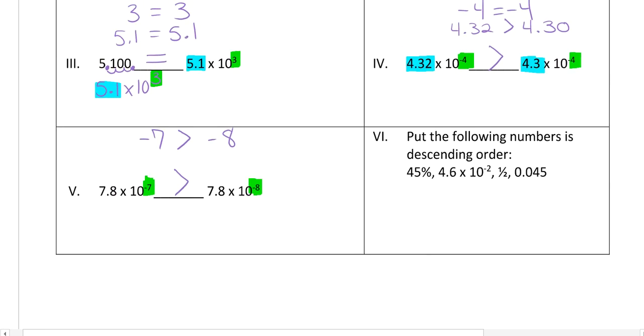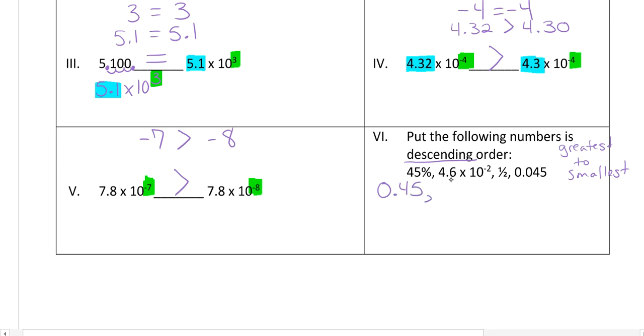And for our last example here, it says put the following numbers in descending order. Descending means that they are going from largest or greatest to smallest. Okay, now when you have different representations like we do in this example, the best way to compare them would be to get them all in the same form. So 45%, hopefully we recall from previous grades, would be 45 divided by 100, which is 45 hundredths, which is 0.45.